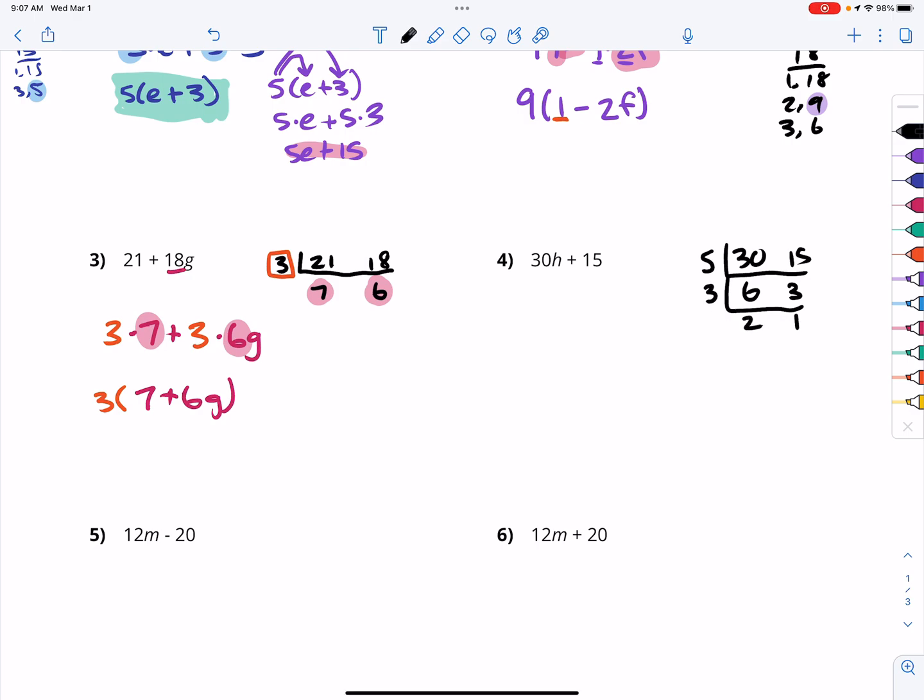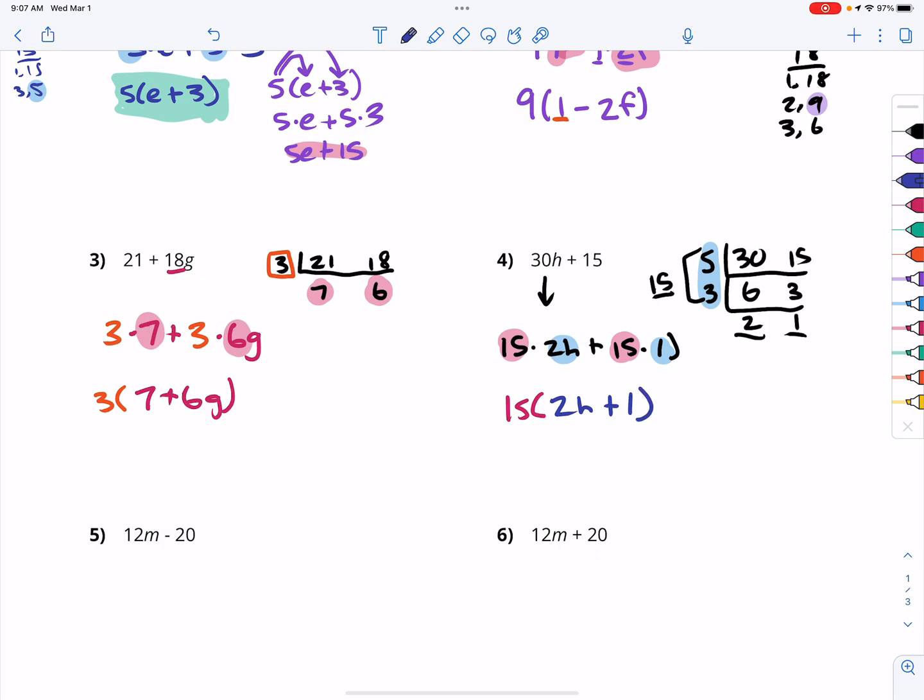And there are no more common factors for 2 and 1. So our greatest common factor is going to be right there, which is 5 times 3, or 15. So I'm going to rewrite this as 15 times 2h plus 15 times 1, which means 15 has been distributed to a 2h plus 1. So our answer is 15 times 2h plus 1.